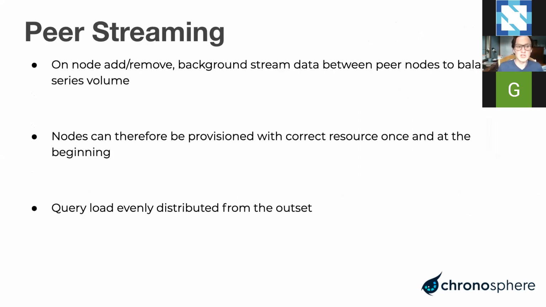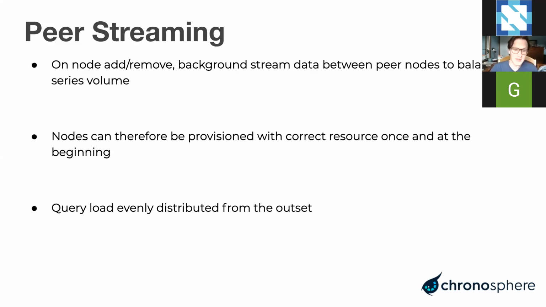So a solution to this is a piece of functionality called peer streaming. The idea here is that whenever we add or remove a node to an M3DB cluster, in the background the nodes will collectively reassign what data belongs on what nodes, and then they stream data in a way to perfectly rebalance it across the new topology of the cluster.